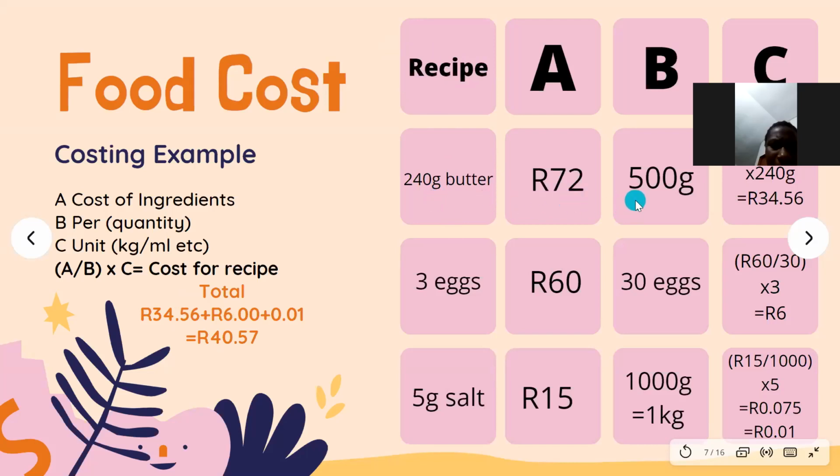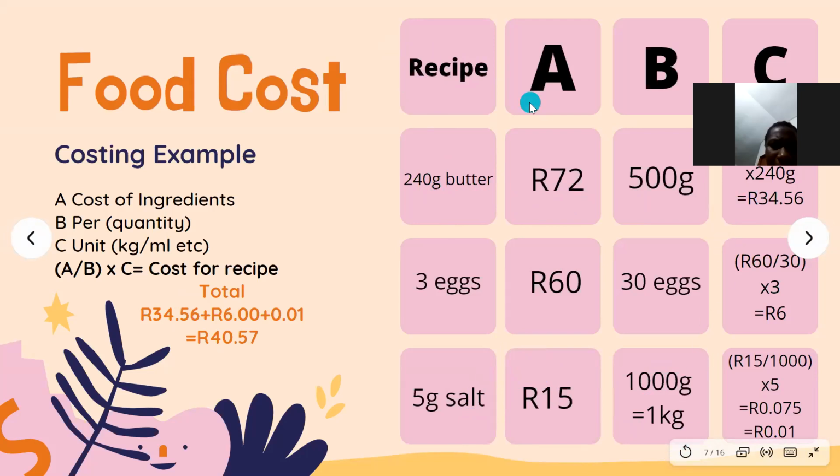A 500 gram block of butter is going to cost me, yes, I will happily share the slides afterwards. I'm actually also making a recording, so you can also look at that. I just have to figure out how to share the slides, but yes, absolutely. So in this example, let me just move this thing out of the way.